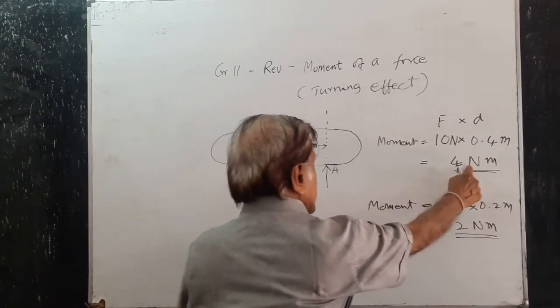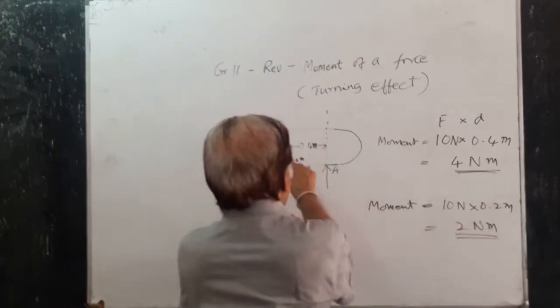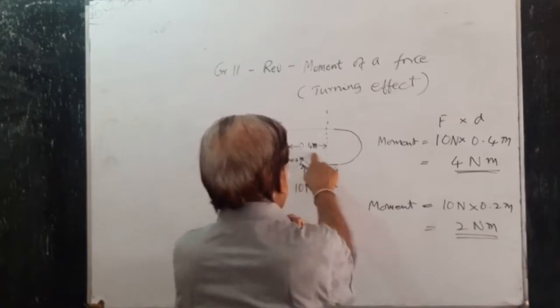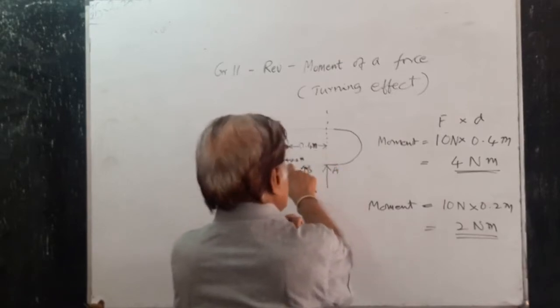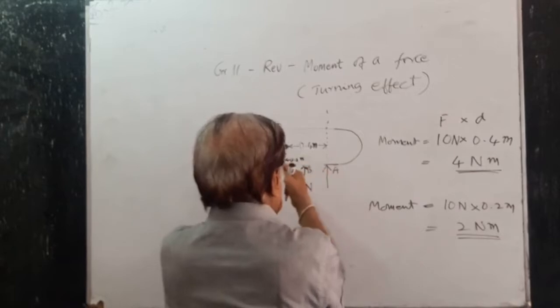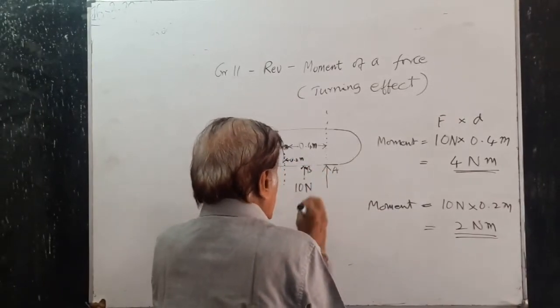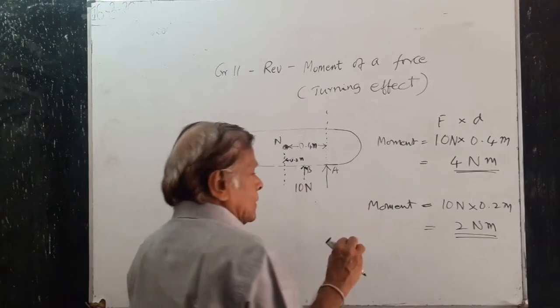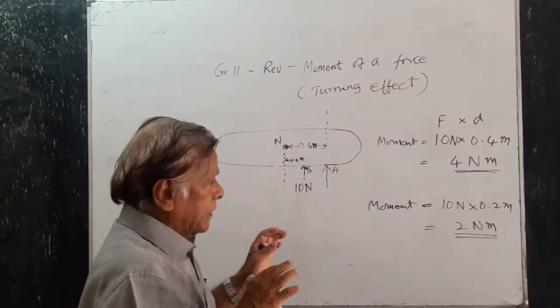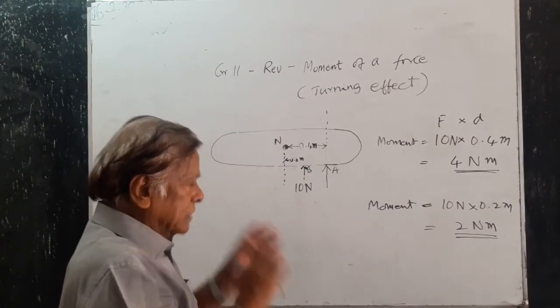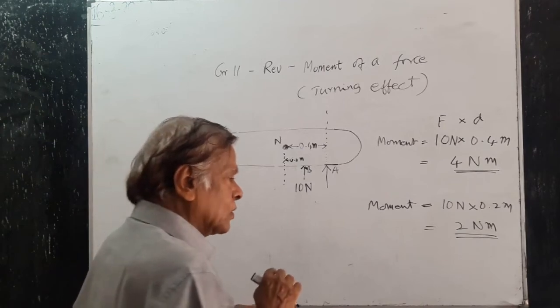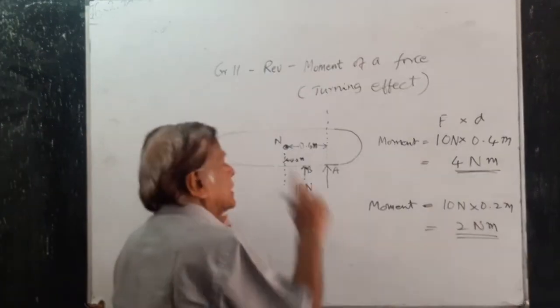Now this is actually greater than this. The reason is this distance is actually greater than this. When this distance increases, moment also increases. So therefore, not only the force, you have to consider this distance also. What sort of distance? Perpendicular distance.